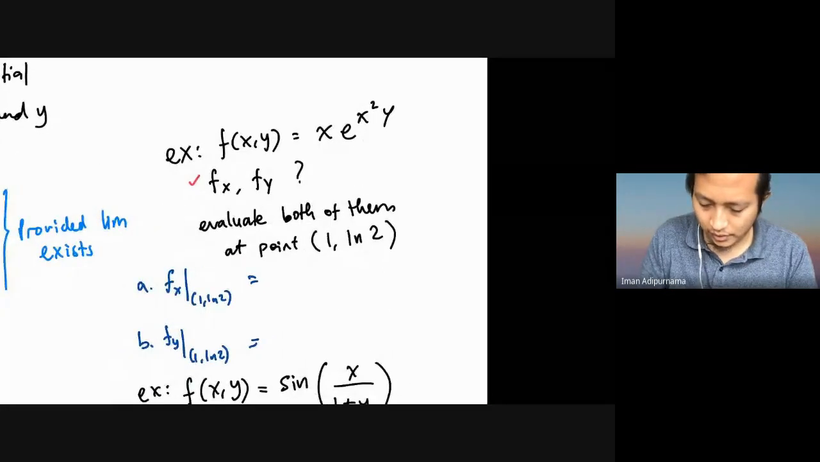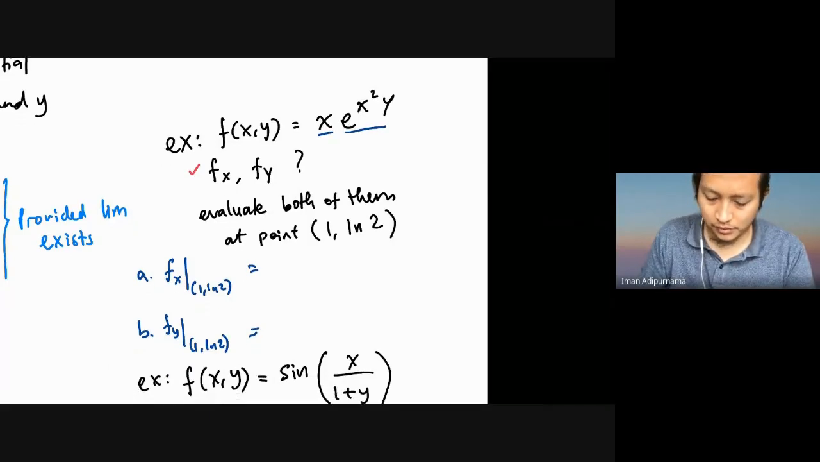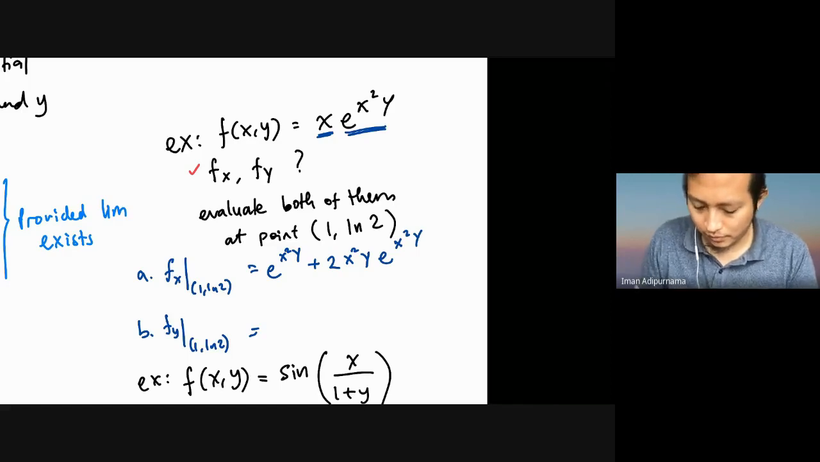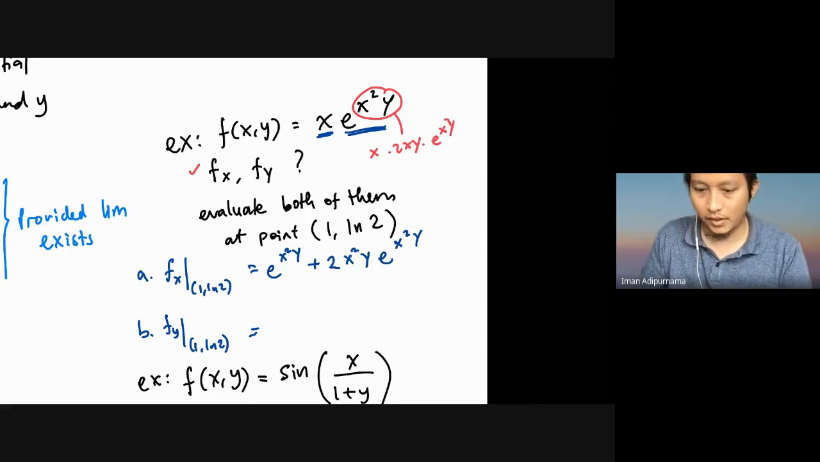Okay, so we are seeing this as a product rule, okay? The product rule. So first we differentiate x, it becomes one, and we have e^(x squared y) plus, okay? We differentiate the right one, it becomes 2xy, and then multiply with x and multiply with e^(x squared y). Okay.